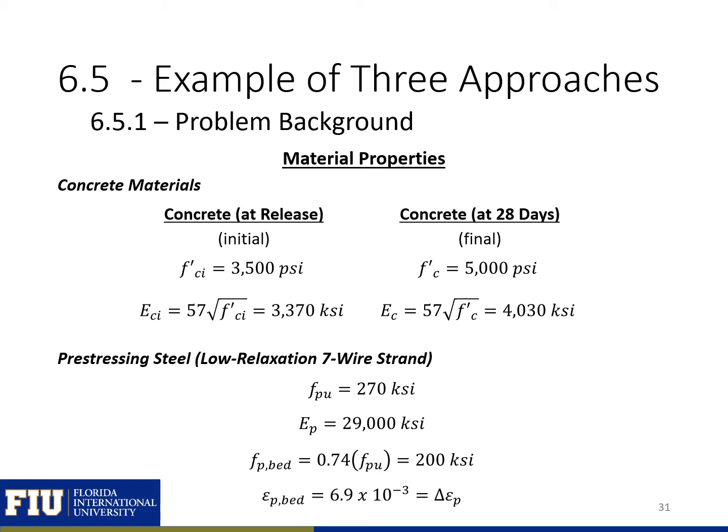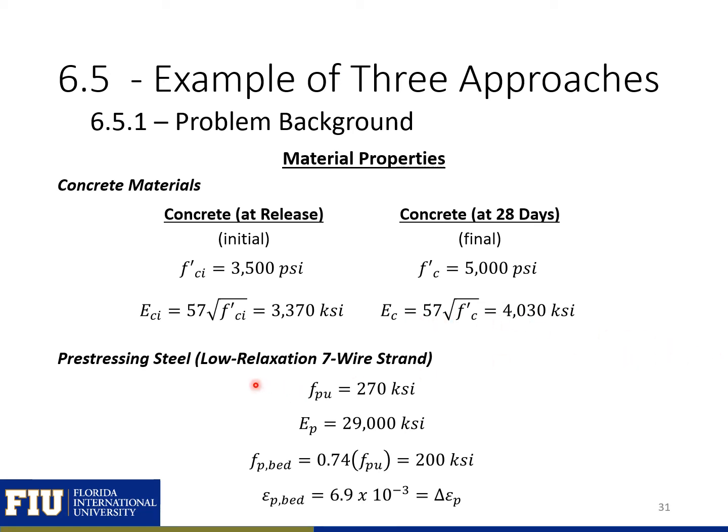The material properties for our concrete and our pre-stressing are shown on this slide. So we have our concrete release strength, so our release compressive strength, and our modulus, just using our ACI equation and dividing by 1,000 to get it into KSI. And then our ultimate strength of 5 KSI. And then again, we can use the ACI equation to calculate the stiffness of our concrete.